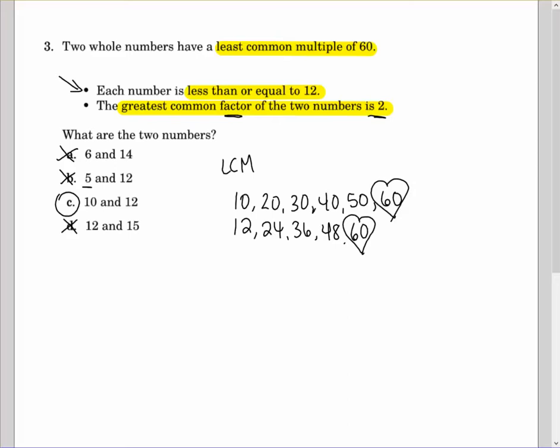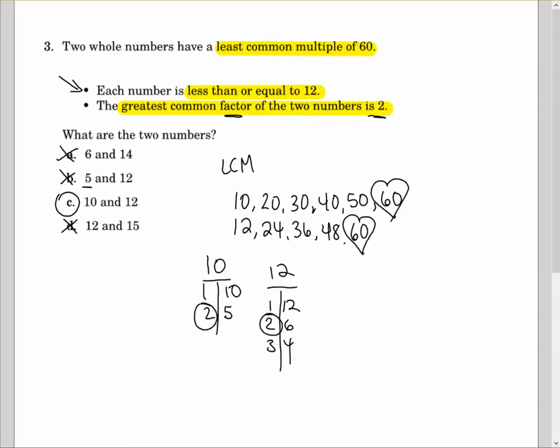probably with numbers that are so low, it might just be easier to do a T-chart. So we could do greatest common factor is 2 of 10 and 12, right? So 10, 1 times 10, or 2 times 5. 12 is 1 times 12, or 2 times 6, or 3 times 4. And when you look for the greatest common factor, you want one that's on both lists, and the biggest one that they share would be 2, all right?